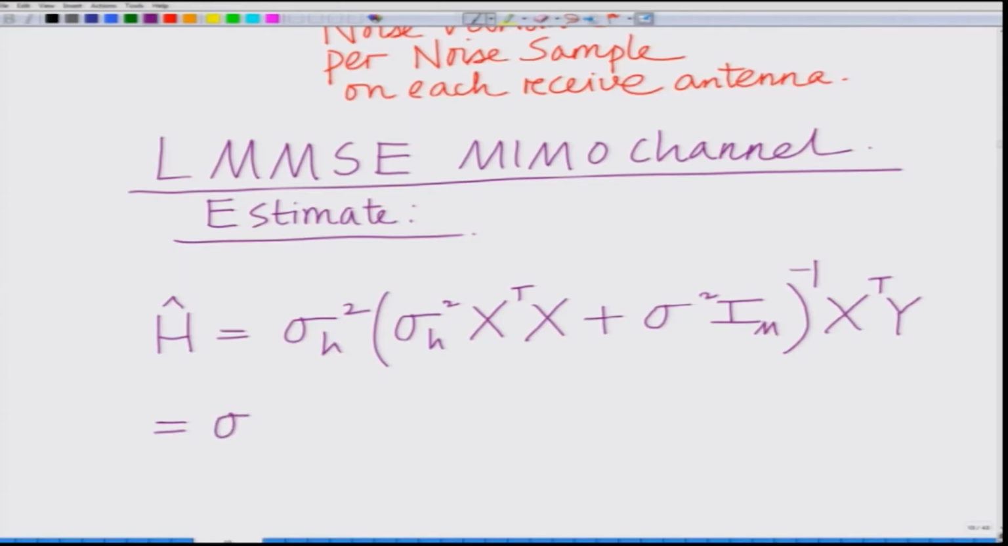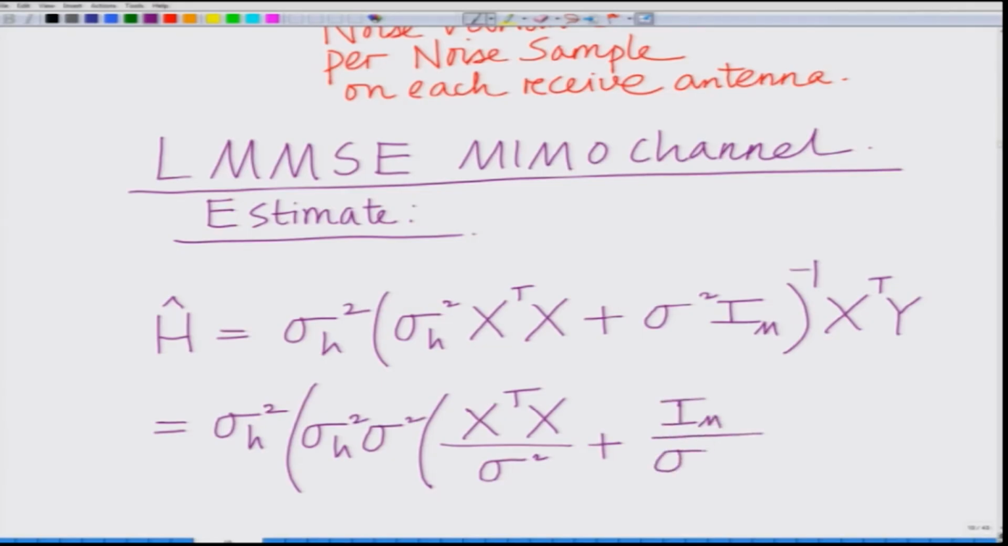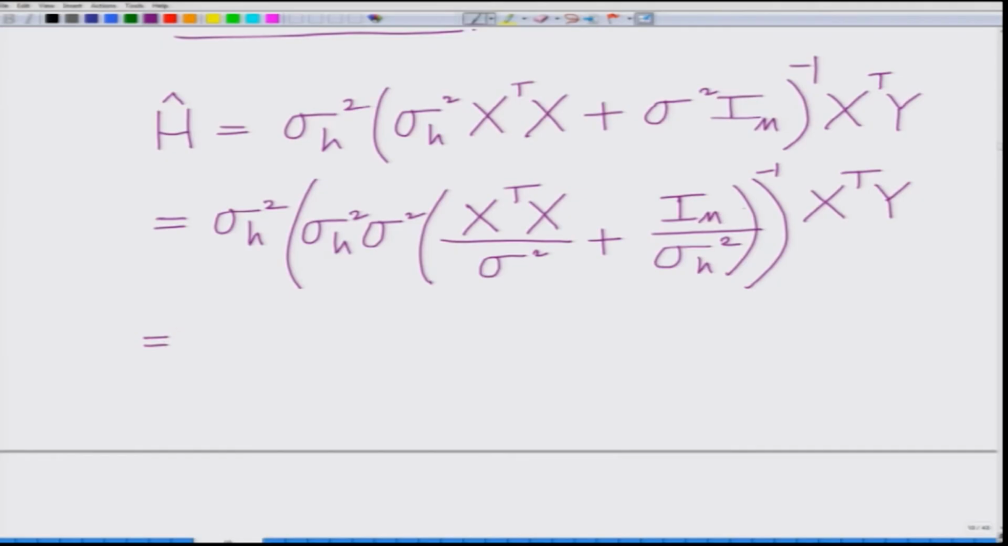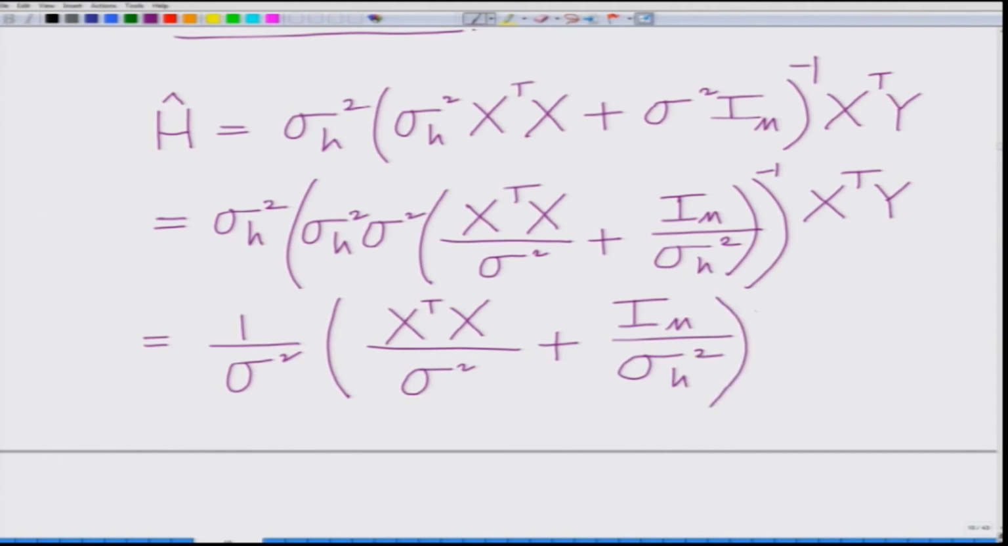I can write this also as sigma h square. In the term inside the brackets, I can take sigma h square and sigma square common. So that becomes X transpose X divided by sigma square plus I m divided by sigma h square, inverse, into X transpose y. Now, when sigma square comes out of the bracket, because there is an inverse, it goes into the denominator. So I have sigma h square divided by sigma h square into sigma square, that becomes 1 by sigma square, into X transpose X divided by sigma square plus I m divided by sigma h square, inverse, into X transpose y.